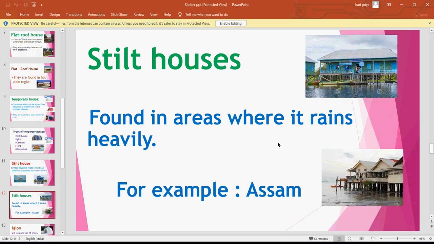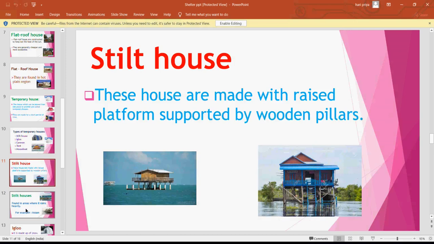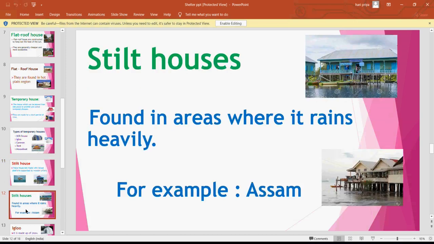Okay, super. And you can see this type of houses in Assam. In Assam you are able to see this type of stilt houses. In Assam there will be more rainfall, and in order to protect themselves from the water, they are constructing houses like this. Are you all clear with the stilt house? A stilt house is a raised platform with wooden pillars, and they are found in rainy regions, for example Assam. Can I move to the next type?